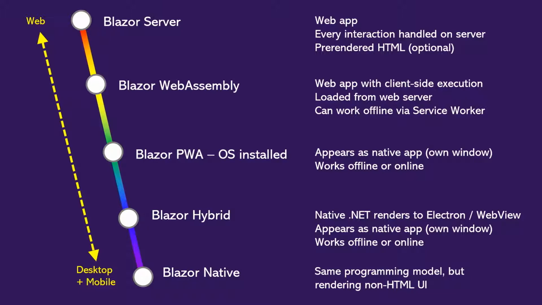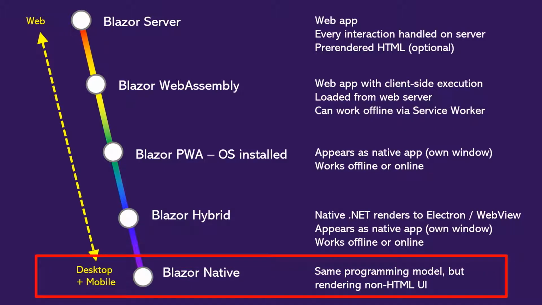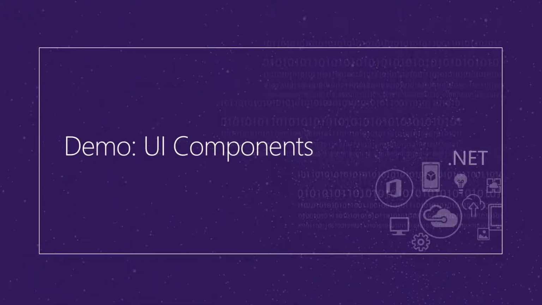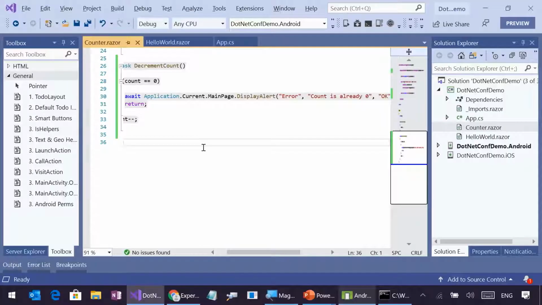To see where this kind of fits into the broad picture, you've probably seen this spectrum before. All the way at the top, we have Blazor running on the server with HTML. And then as you go all the way down to this last box here on the bottom, we have this native experience with Blazor, which is experimental, as I've mentioned. And this is about rendering non-HTML UI. So let's check out a few more UI components and build a slightly more interesting application.